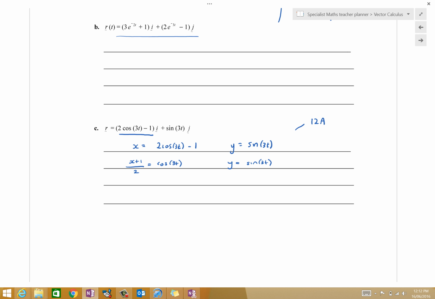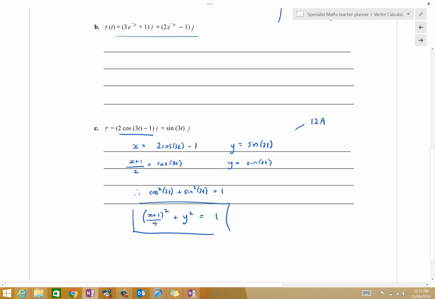It's going to be an ellipse. Yep, so I'm going to square. Therefore cos squared 3t plus sine squared 3t is equal to 1. So therefore we can say that (x plus 1) over 4, squared, over 4, plus y squared is equal to 1. So therefore that's my Cartesian equation.